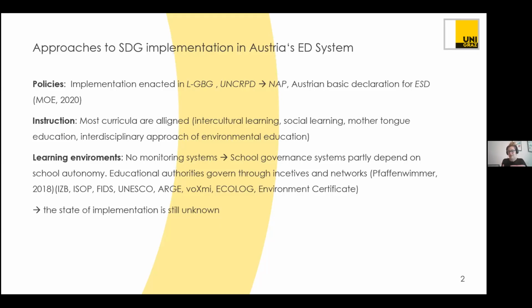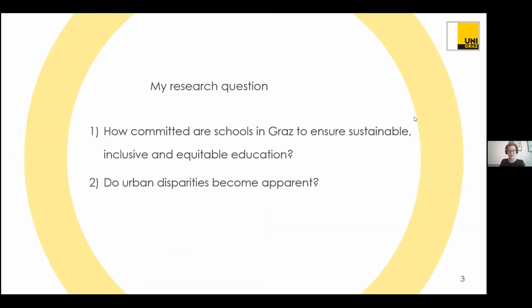On the level of learning environments or school cultures, we can say that there's no monitoring system. School governance systems partly depend on school autonomy, which means schools can choose the focus where they want to have school development. But educational authorities try to govern through initiatives and networks. Here you can see I've listed some networks, but I think the time is too short to talk about it now. If some of you are interested, we can talk about it later. But the state of the implementation of the SDGs is still unknown because there's no monitoring system.